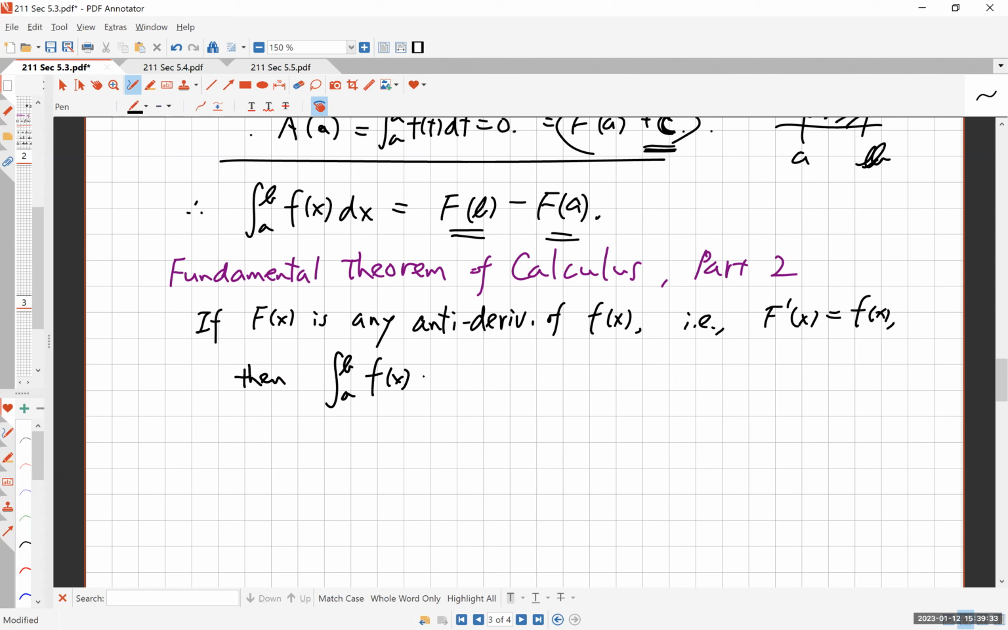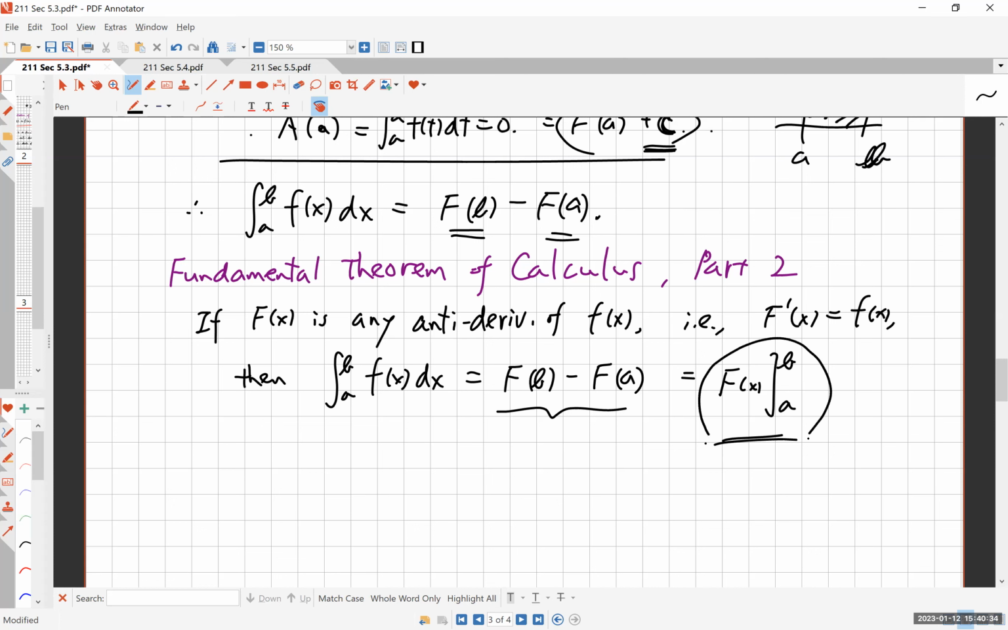and then find the difference. Sometimes we write this as F, and then a and b like this. This is the same thing, just a shorthand symbol for F of b minus F of a. And of course, I will be using that symbol many, many times, so you may as well get familiar with this. All right, this is the second part and the most practical part of the fundamental theorem of calculus. How do you find the integral? Find an antiderivative. Basically, do the opposite of the differentiation process. Evaluate at the two endpoints, and there you go.